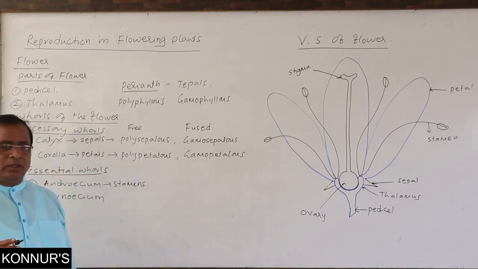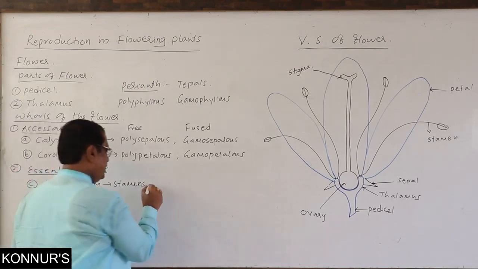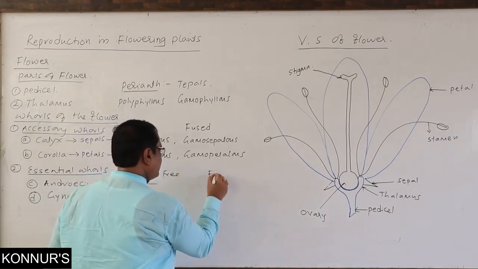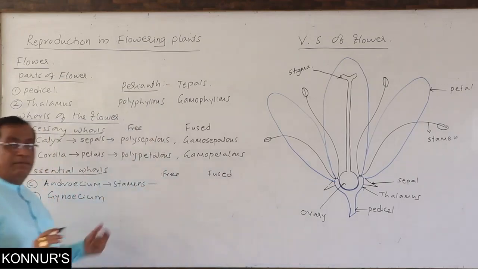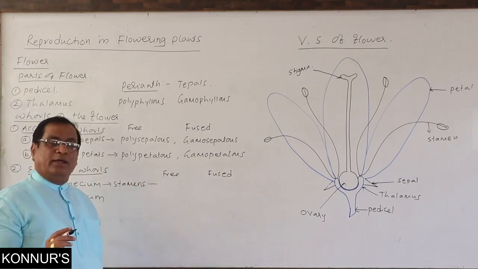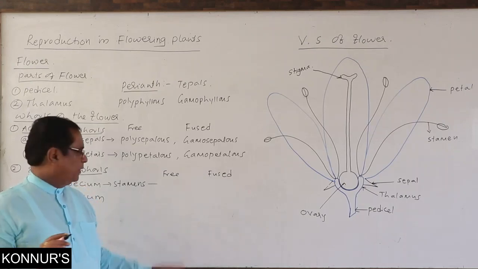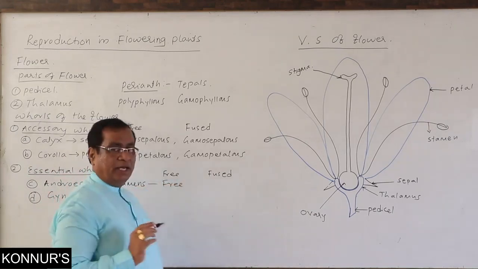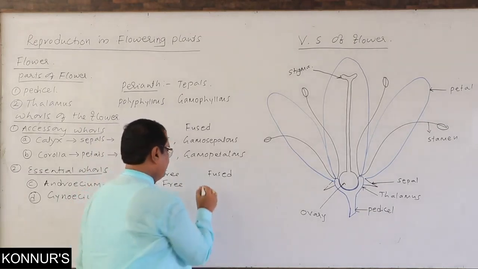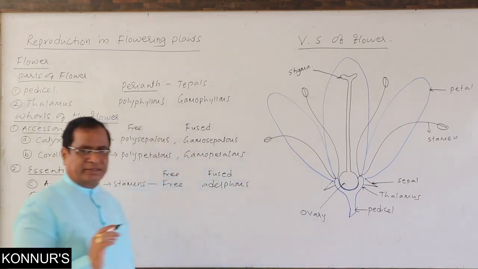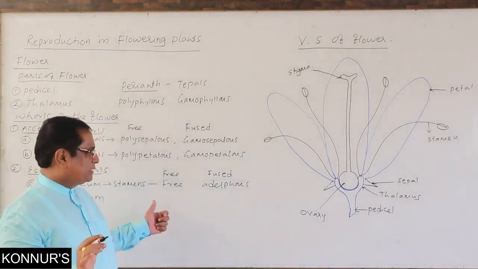These stamens may be free or fused. They are the units of the androecium, the male reproductive organ. If they are free, they are said to be free stamens. If they are fused, that is the adelphous condition.